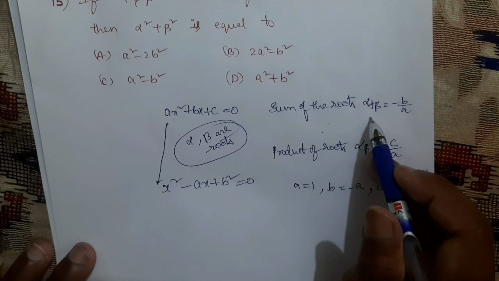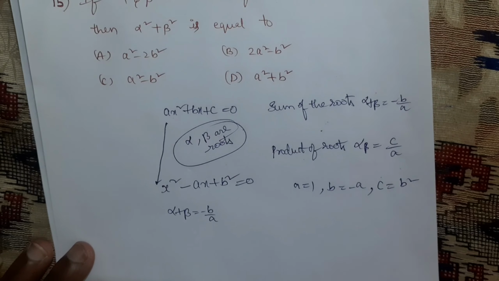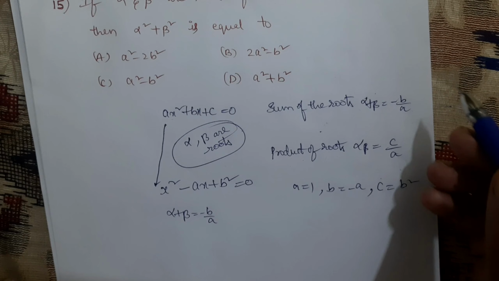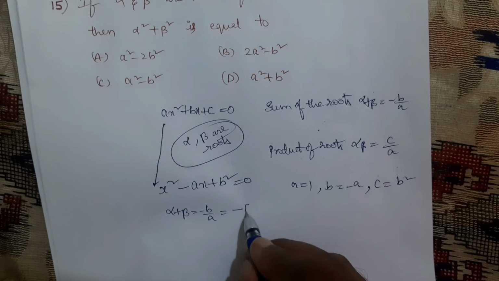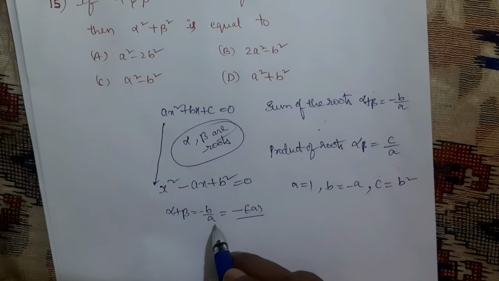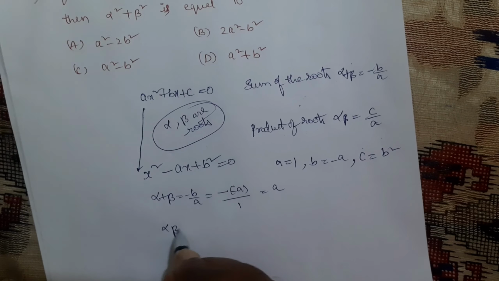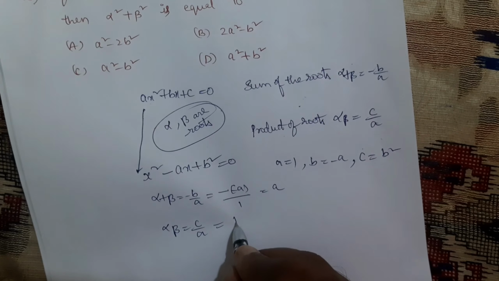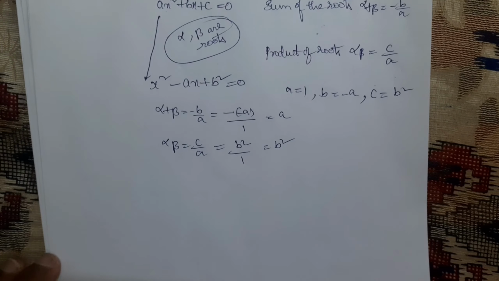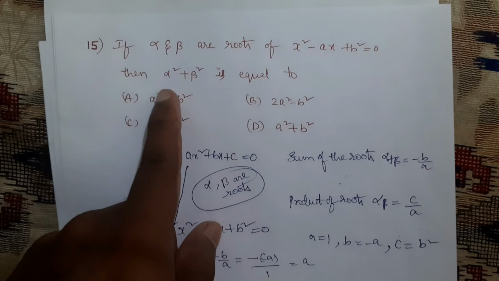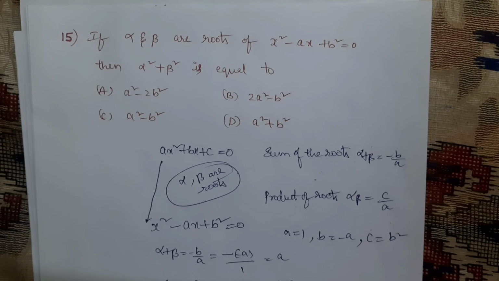Then what is alpha plus beta? Alpha plus beta is equal to minus b by a according to our general equation. But according to the given equation, what is minus b by a? Minus of the b value, minus a, divided by a value 1, which is equal to a. That means the sum of the roots is a, and the product of the roots is equal to c by a. But what is c? B square by a, which is 1, so it is equal to b square. So we got the sum of the roots and the product of the roots. But we need to find alpha square plus beta square. We don't know alpha and beta, but we need to find alpha square plus beta square.